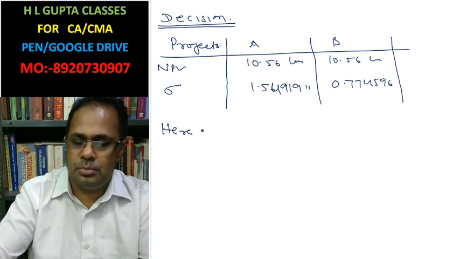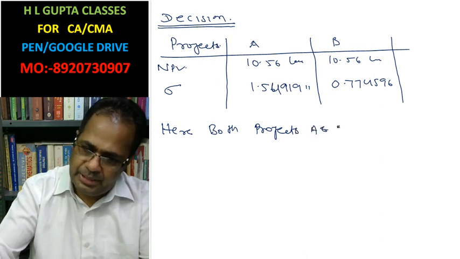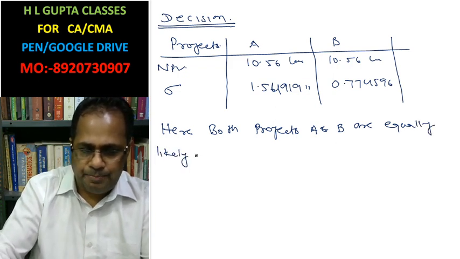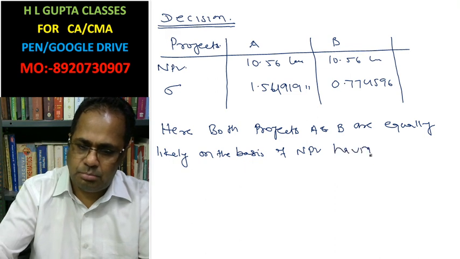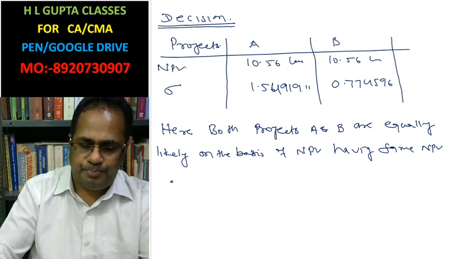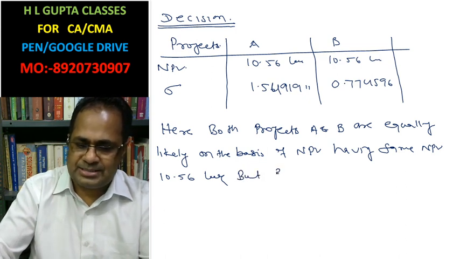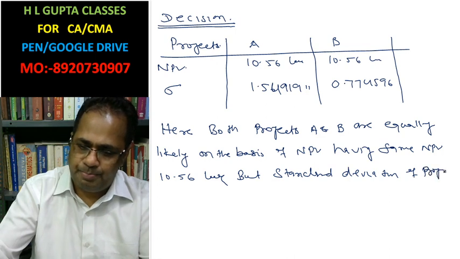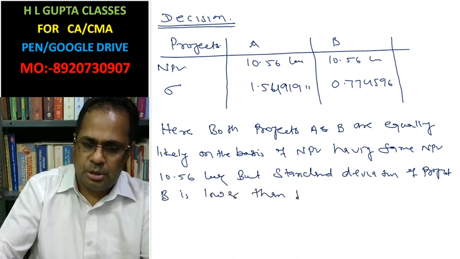Here, both projects A and B are equally likely on the basis of net present value, having the same net present value, 10.56 lakh, but the standard deviation of project B is lower than project A.